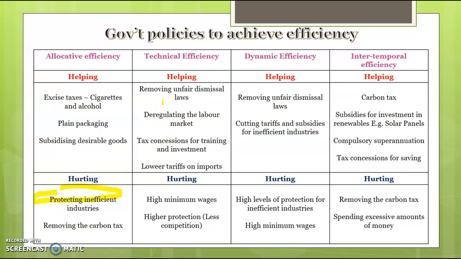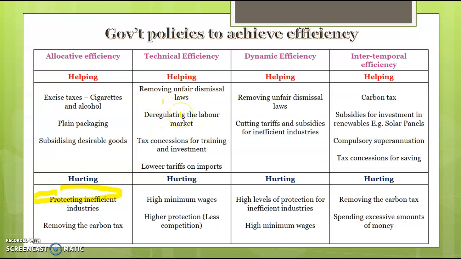Technical efficiency, anything that encourages firms to be more productive you're looking at there. So removing unfair dismissal laws, which is about making it easy to sack people, that might make us more technically efficient because people are worried about losing their jobs. It also makes it easier to sack unproductive workers, so that means you can be more productive as well because you're getting rid of those that aren't very good.